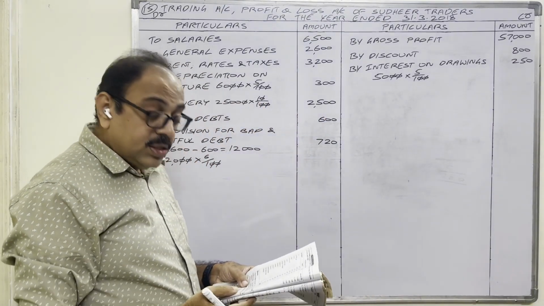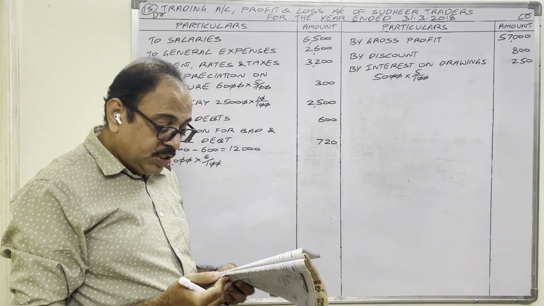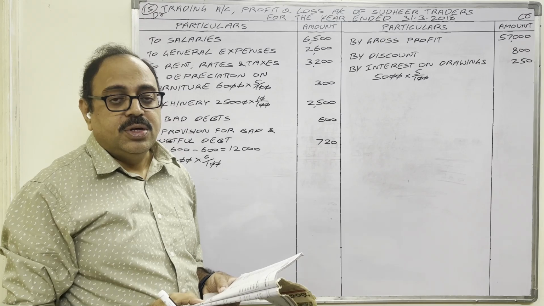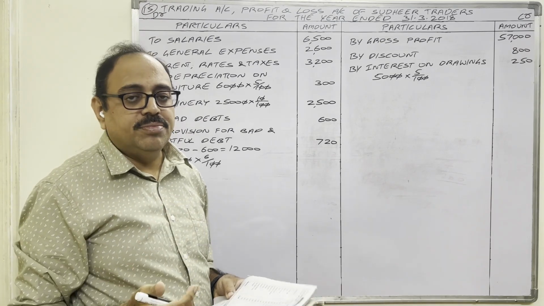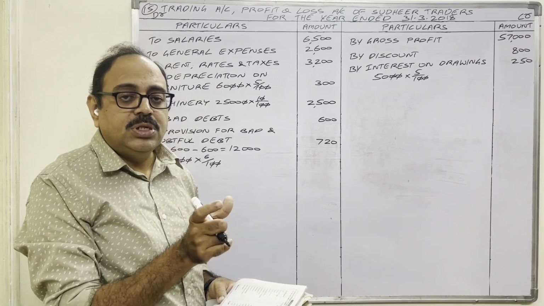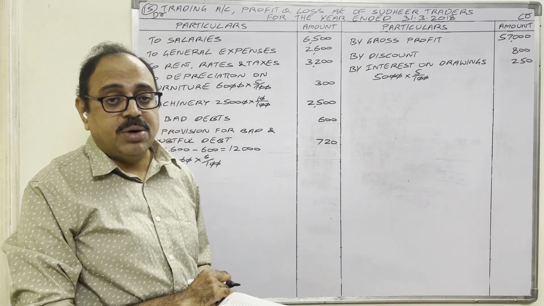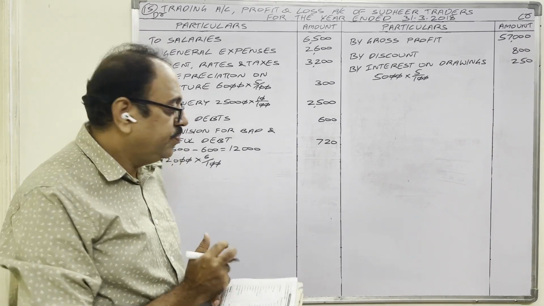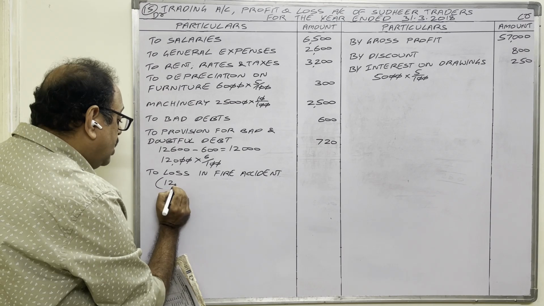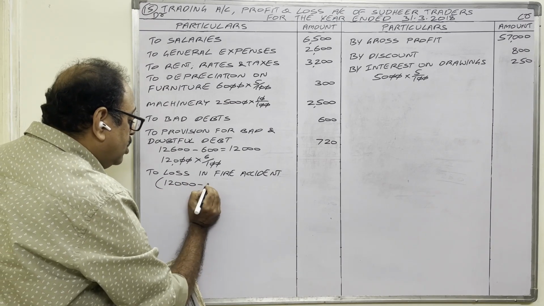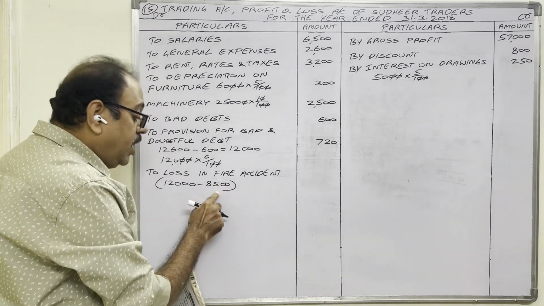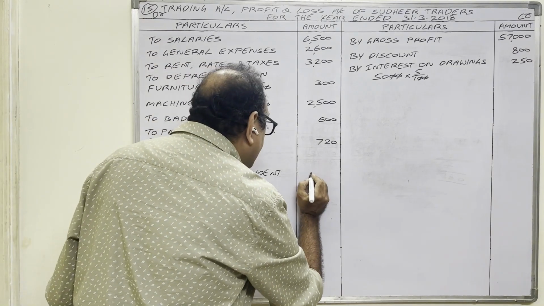Next, sixth point. Stock worth 12,000 destroyed by fire and the insurance company admitted a claim of 8,500. So the difference amount is not going to come. As I said earlier, on the debit side of the profit and loss account, the amount which is not going to come from the insurance company, that loss amount we should show. Loss in fire accident. How much? 12,000 worth of goods are damaged, but the insurance company is going to pay only 8,500. So the remaining amount 3,500 is loss.